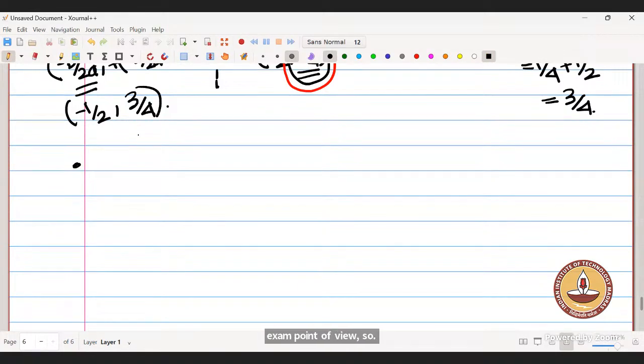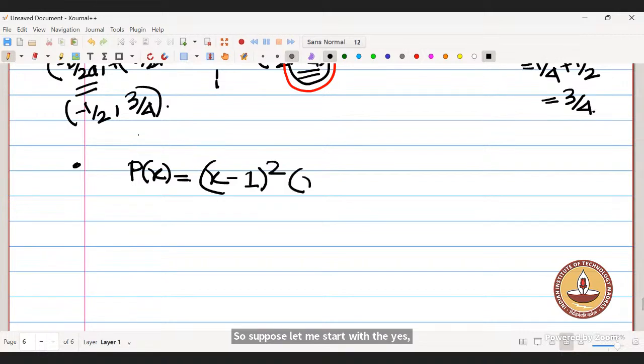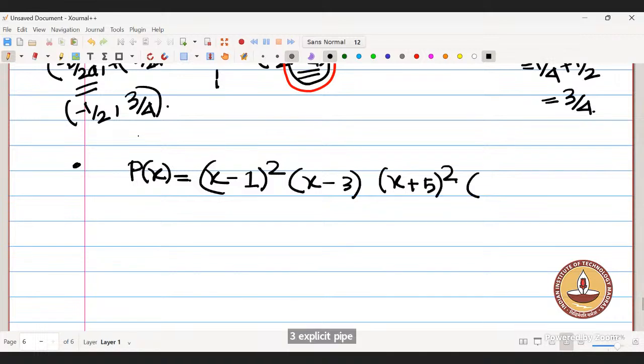So again, you can't draw any arbitrary polynomial. You must know all the roots of the polynomial. Only then can you draw its graph. So suppose I start with a polynomial p of x equals (x minus 1) whole square, (x minus 2), (x minus 3), (x plus 5) whole square, (x plus 7) whole cube.